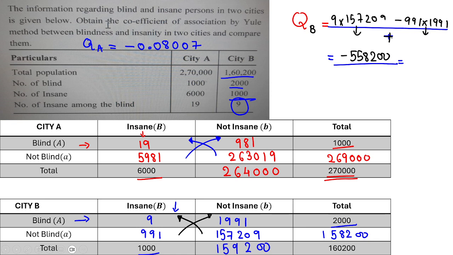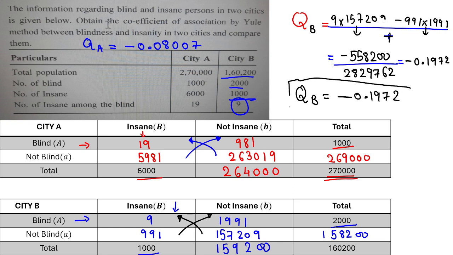Same thing I will do, but both times M plus, because now I want to add them. So it is 9 into 157209. Whatever is the answer, M plus 991 into 1991. Whatever is the answer, I'll do M plus. If I do MRC, I get 2829762. And if I divide them, I get 558200 divided by this, the answer as minus 0.1972. Right? So my QB value is minus 0.1972.